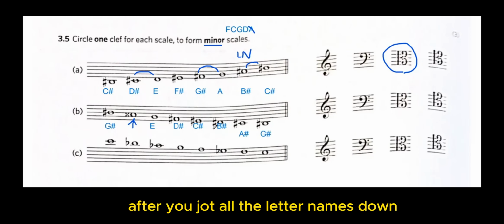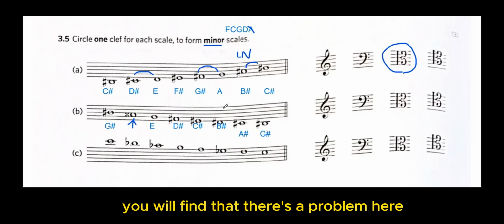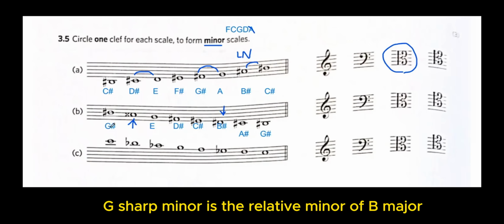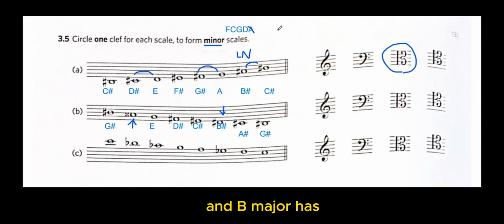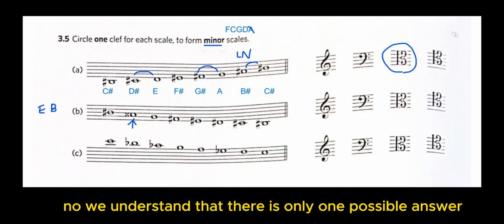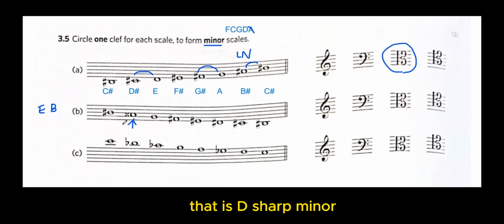After you drop all the letter names down, you will find that there's a problem here. Because as we understand, G sharp minor is the relative minor of B major, and B major has 5 sharps: F, C, G, D, A. A has a sharp, but there is no E sharp and no B sharp. So in this case, this is incorrect. So let's erase it. Now we understand that there is only one possible answer, that is D sharp minor.